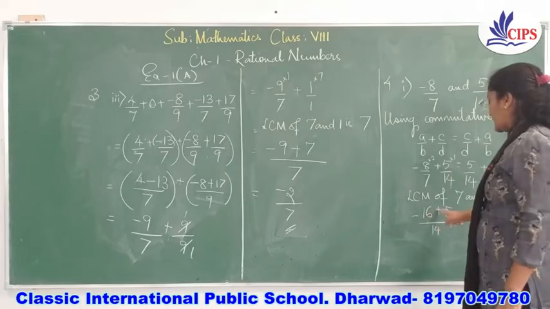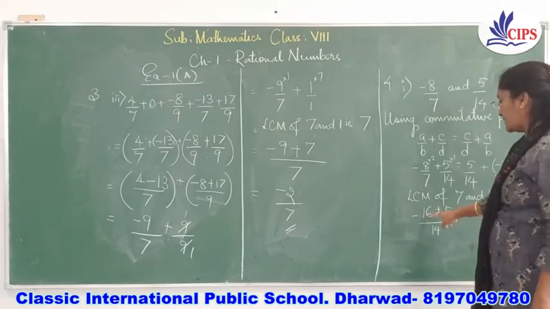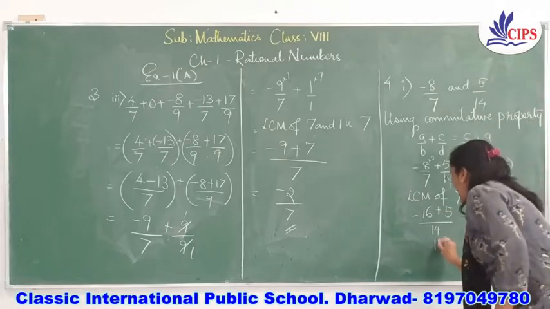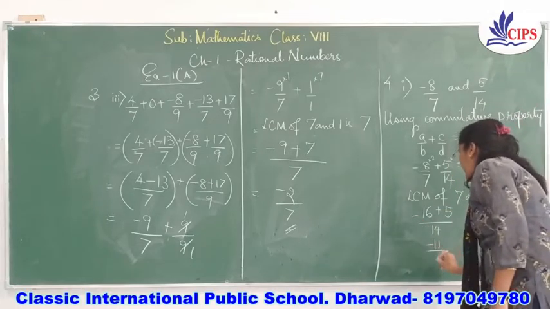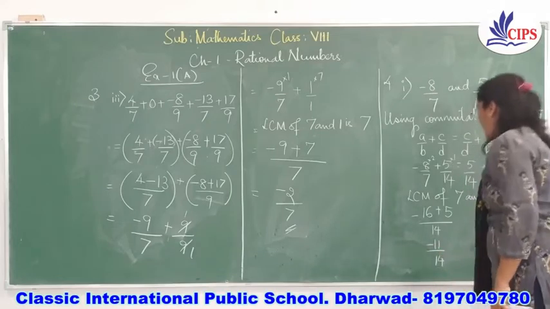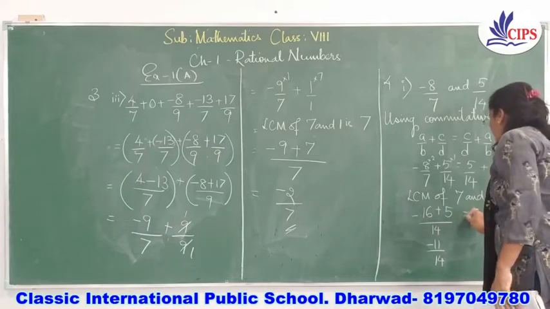What is minus 16 plus 5? See, here we have a negative and a positive number. We'll subtract them. 16 minus 5 is 11, and 16 is greater. It's having a negative sign. I'll write minus 11 by 14 here. So we have got the answer on LHS. We'll go for RHS now.